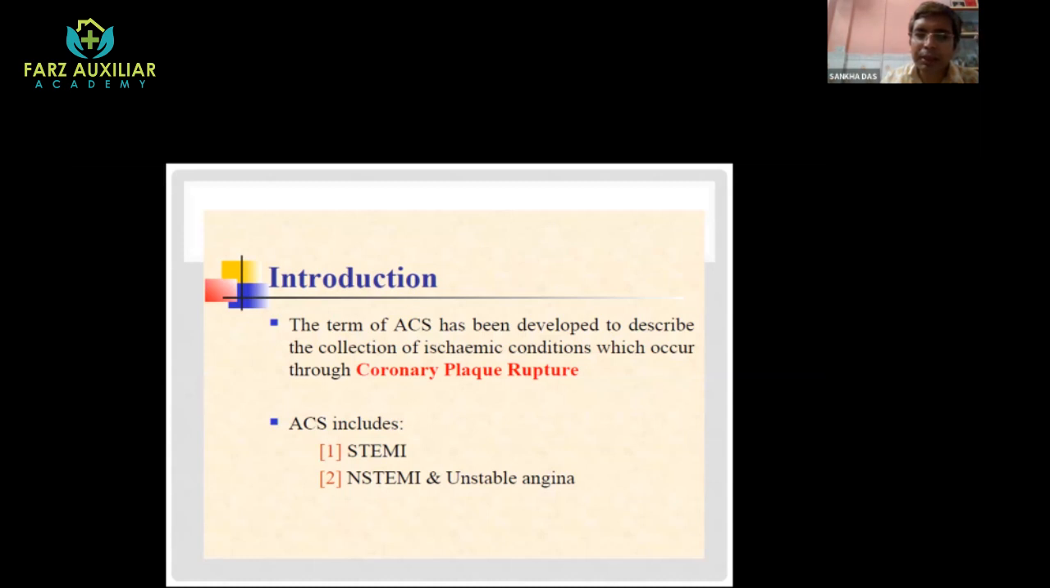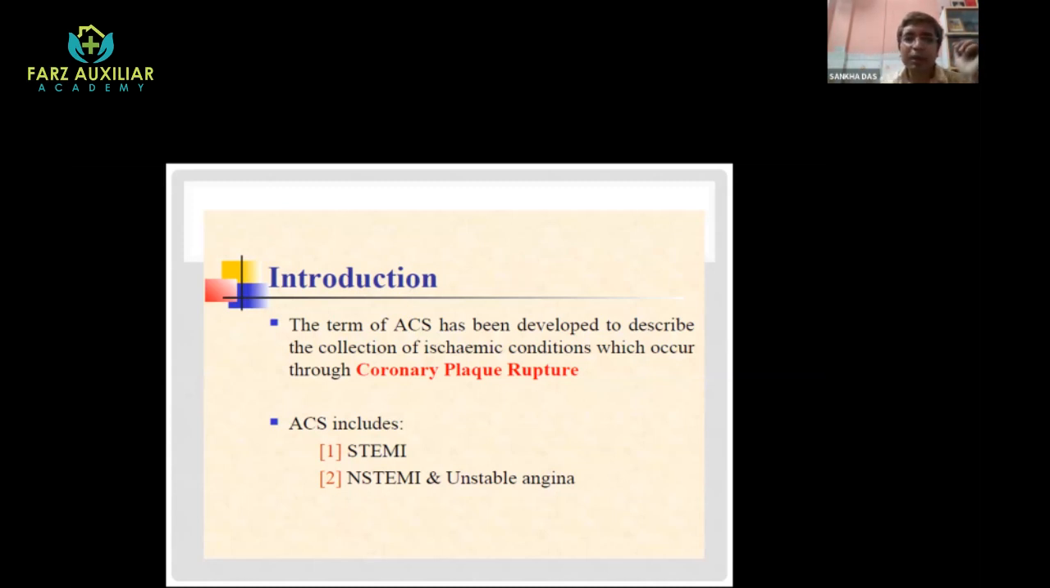Unstable angina means the patient is having chest pain at rest, or there has been a change in the nature of the pain. Initially, the pain used to subside with sublingual nitrates, but now the patient is having a new type of chest pain, which is not yet getting relieved with sublingual nitrates. So that is what we call unstable angina.